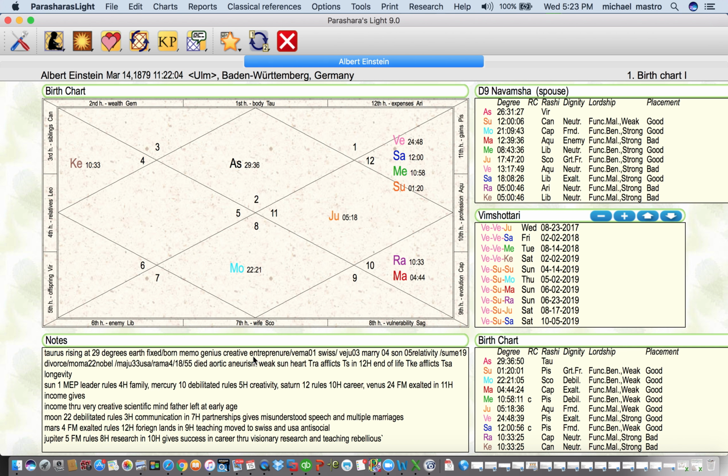In 1901, he moved to Switzerland during a Venus-Mars period. Mars, again, is foreign lands, so relocation. In 1903 he got married, and 1904 he had a son. These are during Venus-Jupiter periods. Jupiter has to do with children and Venus's wife. So that makes sense.